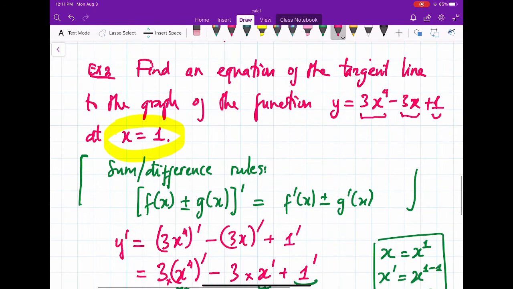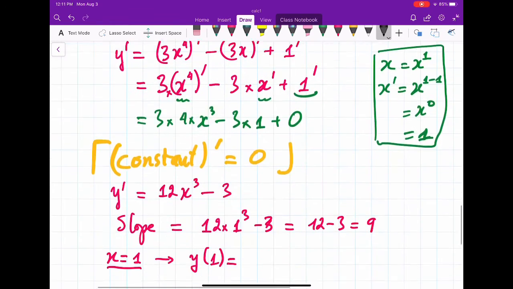Where's the function? The function is right here. Let me calculate in here. y of 1 equal to 3 times 1 to the 4 minus 3 times 1 plus 1. That is just 1. So y of 1 is 1.